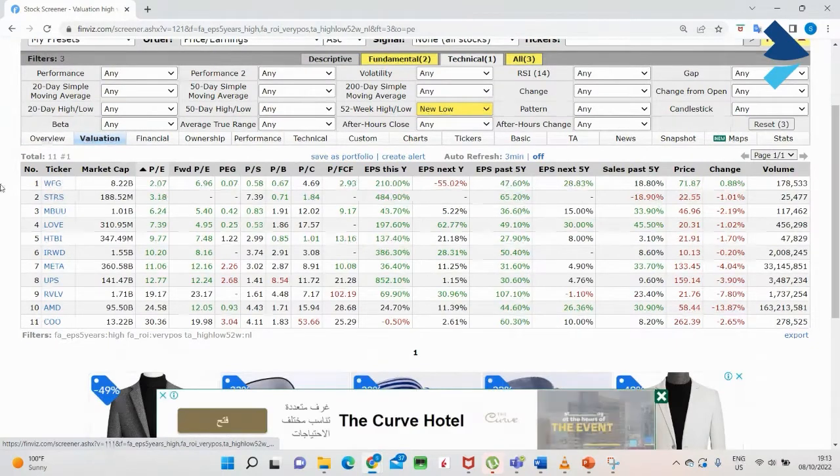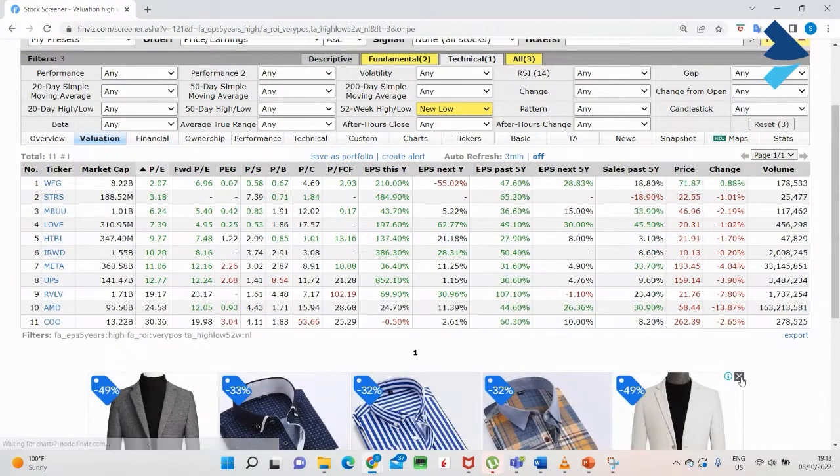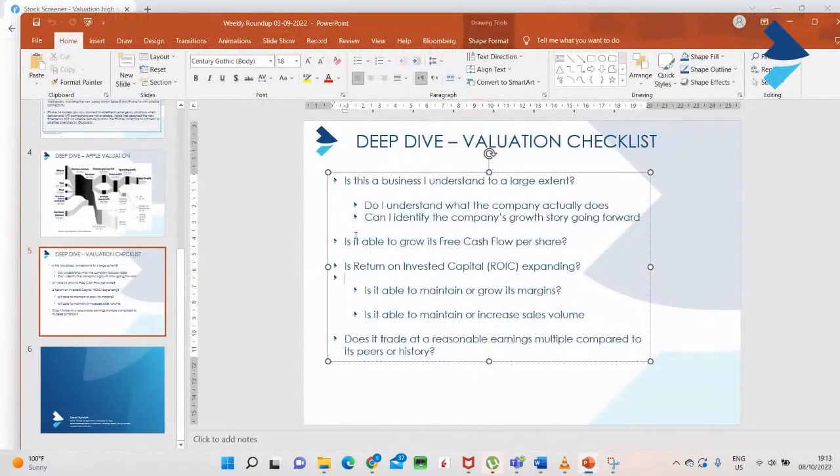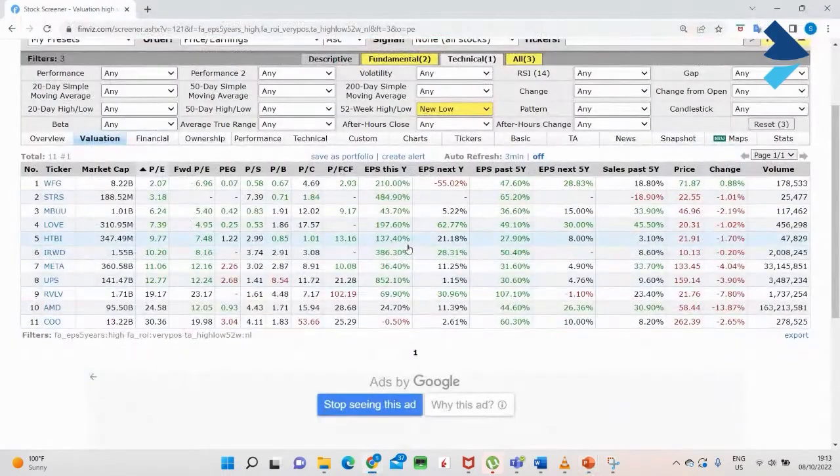So overview and then valuation. अच्छा, valuation में you can see कि we have a couple of things. We have obviously the PE, we have the forward PE, but what I'm really looking at? Again, let's go back to the valuation checklist. I'm trying to look at is this able to grow its free cash flow or earnings, right? So what I'm looking at is EPS past 5 years. ये सबका positive है, 50% growth. West Fraser, Meta ने पिछले 5 सालों में 32% growth की है. Revolve, this internet retailing company, is actually 107%. AMD is actually 45%.